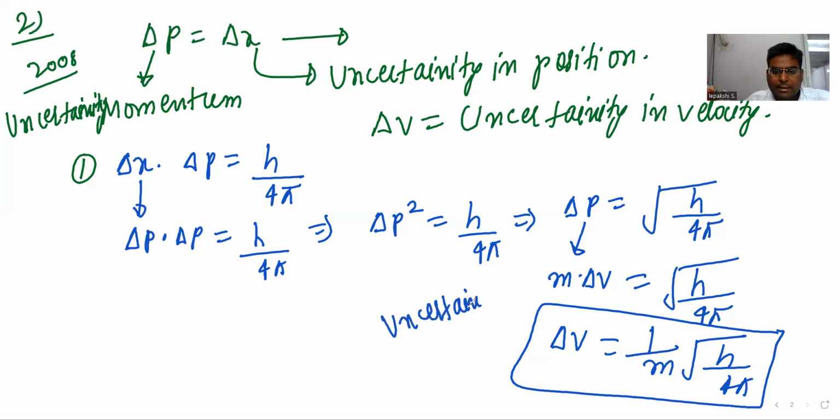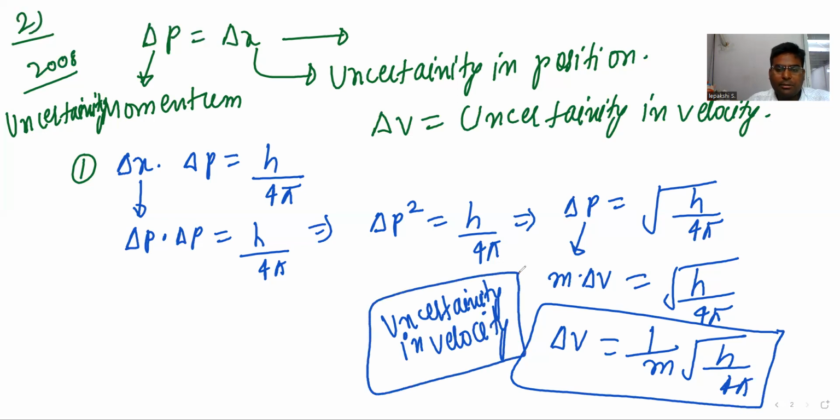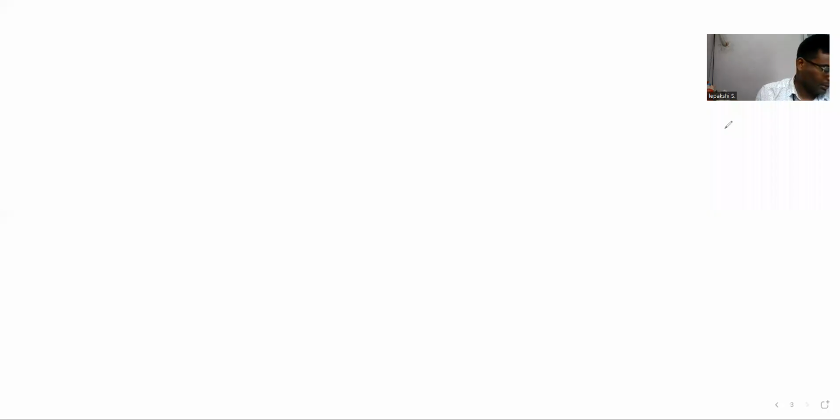So this is the formula you can use to find the uncertainty in velocity, right. Now look at the next sum, the third question.